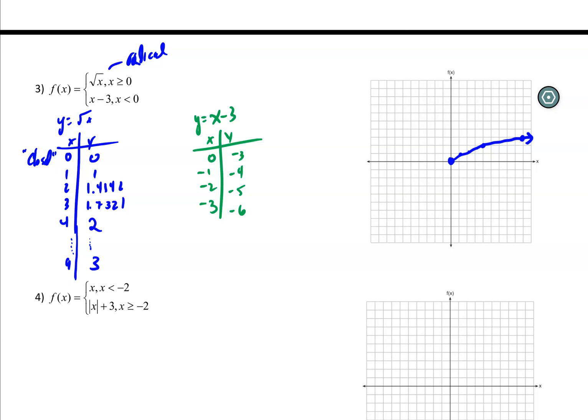So we got 0, -3. This portion is open. So 0, -3. Here's my open circle there. Then we got -1, -4, -2, -5, -3, -6, and so on and so forth. And we can sketch that. Don't forget my arrow for that one.